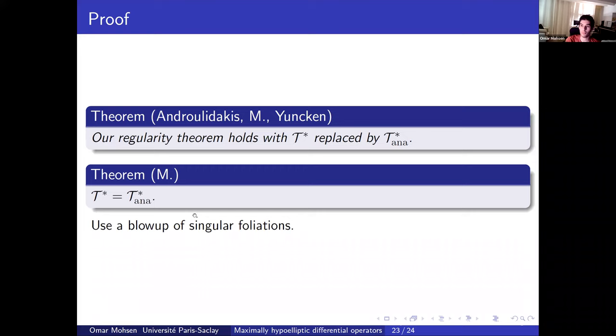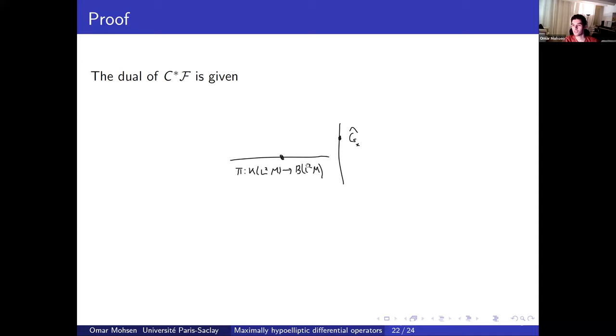This is a very simple C star algebra statement. What happens is that this C star algebra is not a continuous field. This is the whole problem. Connes' tangent groupoid is a continuous field. This one is not a continuous field.